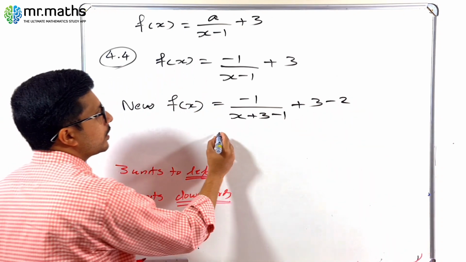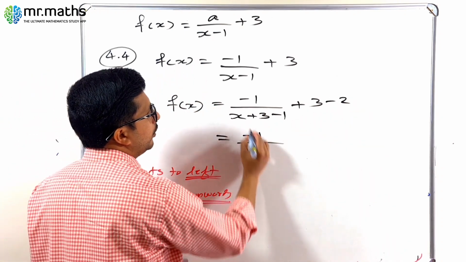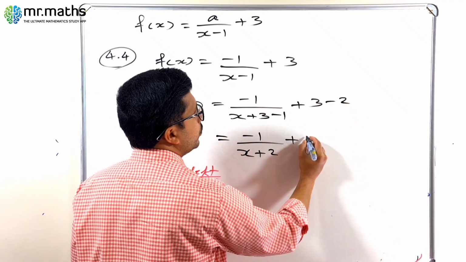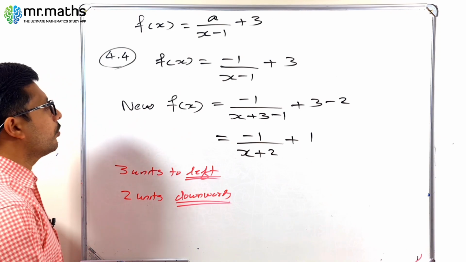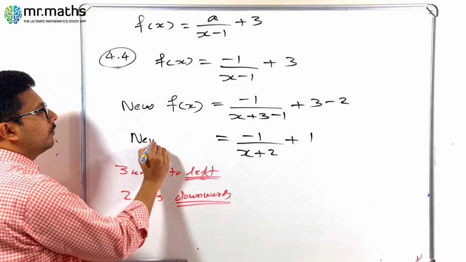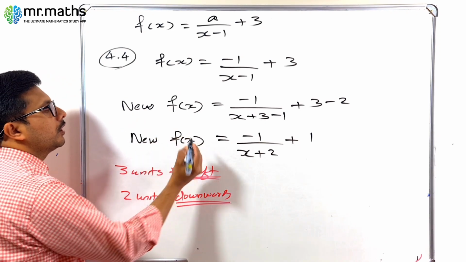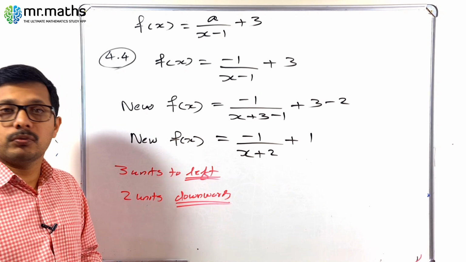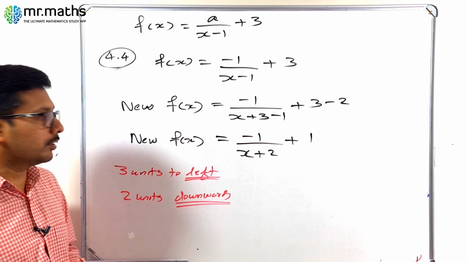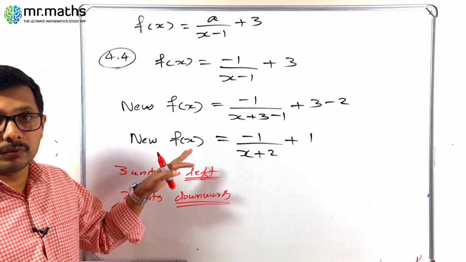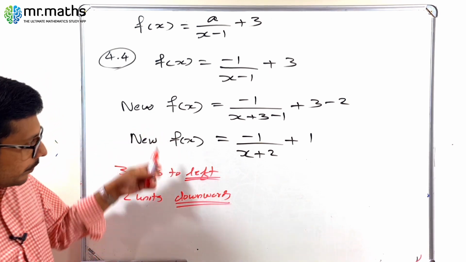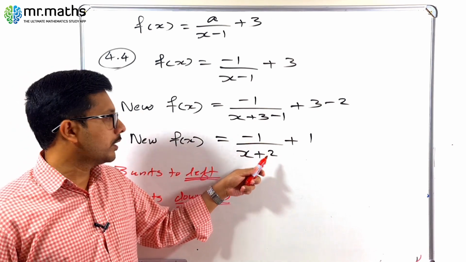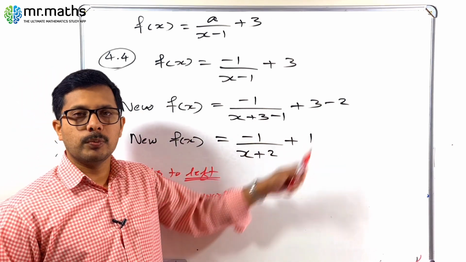So now what is the new equation? Minus 1 divided by x, minus 1 plus 3 is 2, and then plus 3 minus 2 is 1. I wrote new f of x because normally they give another equation, h of x or f of k of x, but nothing is written there, so that is why I wrote new f of x. Anyway, the new f of x is minus 1 divided by x plus 2, plus 1.